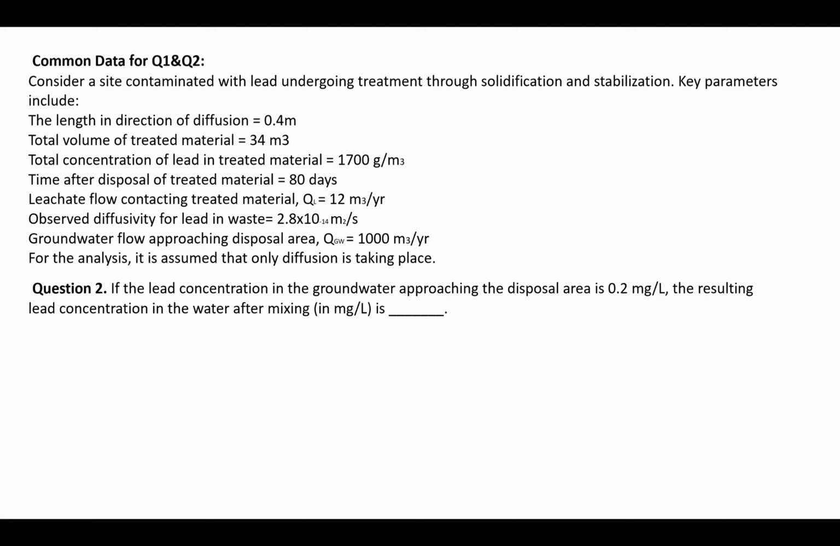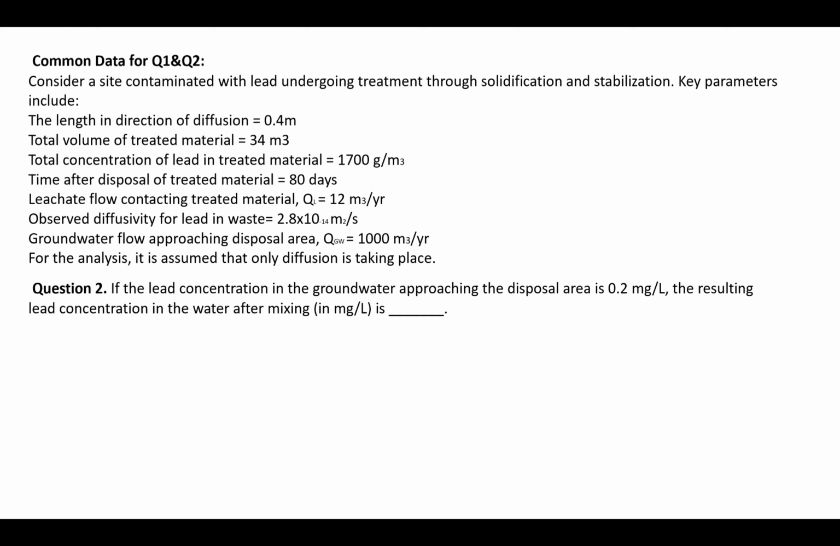So this is the last question. The second part for this question is: if the lead concentration in the groundwater approaching the disposal area is 0.2 milligram per liter, the resulting lead concentration in the water after mixing is? This question is a continuation of the previous question. In the previous question, we found the concentration of lead in the leachate. Now, if we have some lead concentration in the groundwater, then after mixing this groundwater with leachate, what will be the final concentration of the lead in the mixed water?